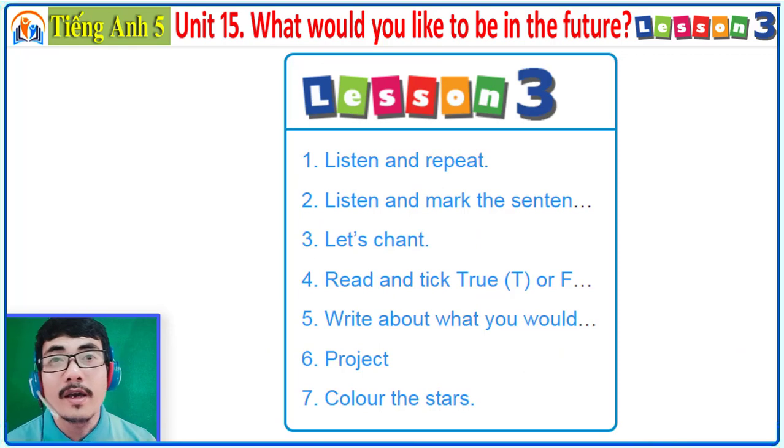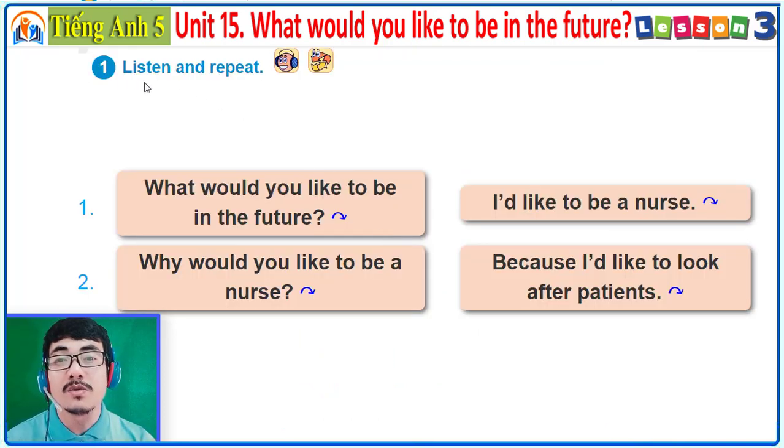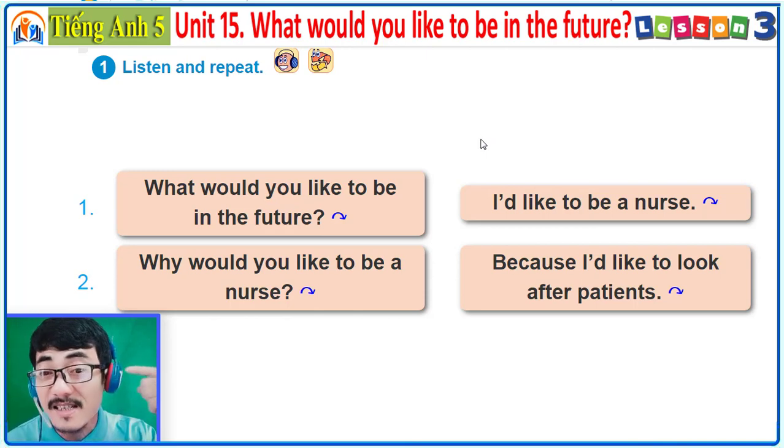Okay, let's turn back to our lesson today. Lesson number 3. Let's get started with activity 1. Listen and repeat. Here is activity 1. Listen and repeat. Now you look at the questions and answers here. Here is pronunciation. You practice pronouncing correctly in English. Now you look and listen.